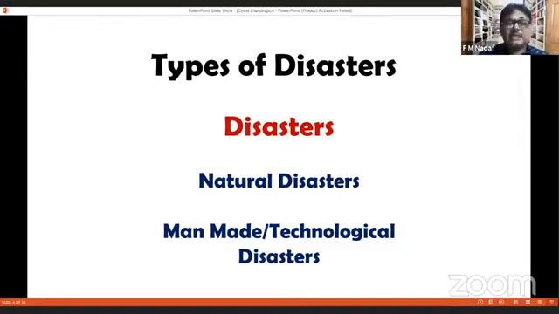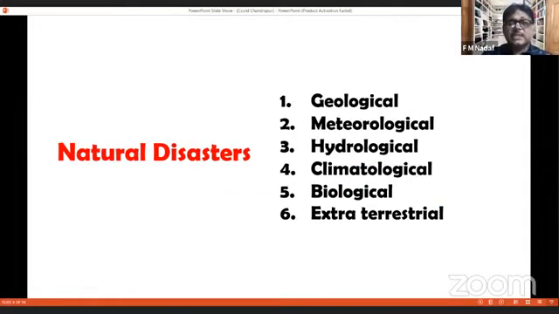We divide disasters. We have been teaching these particular types of disasters to the students as natural disasters and man-made disasters or technological disasters. Natural disasters are classified further into 6 types as geological disasters, meteorological disasters, hydrological disasters, climatological disasters, biological disasters, and extraterrestrial disasters.